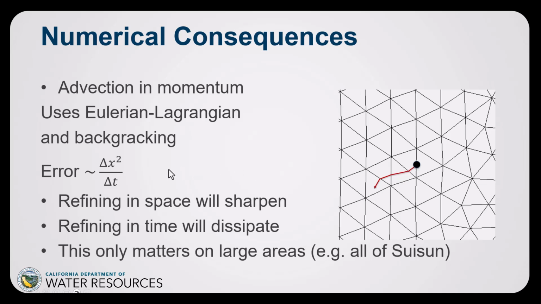But this algorithm is one whose error is based on delta x squared over delta t. So you have this interesting result that if you refine in space, you're going to be reducing error and generally also sharpening things like tidal range. Refining in time doesn't have the same effect. It actually dissipates a little bit more and dulls the tidal range of a lot of quantities. These are considerations that matter if you refine over large areas like all of Suisun Bay or the entire confluence region.